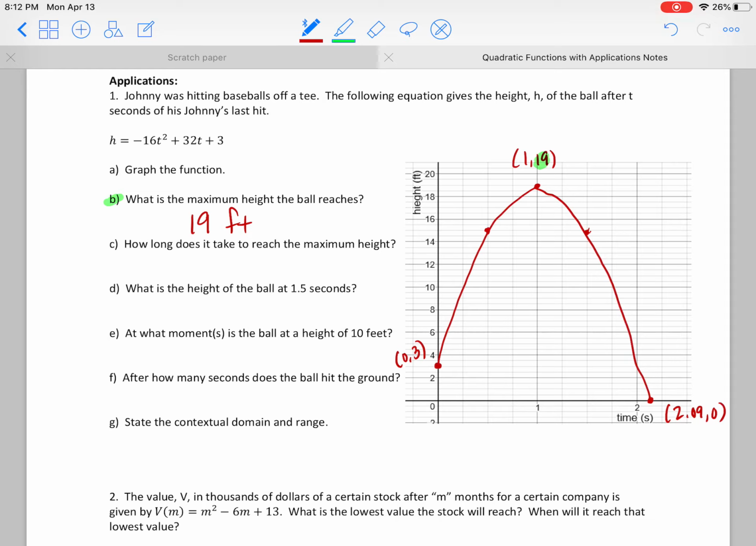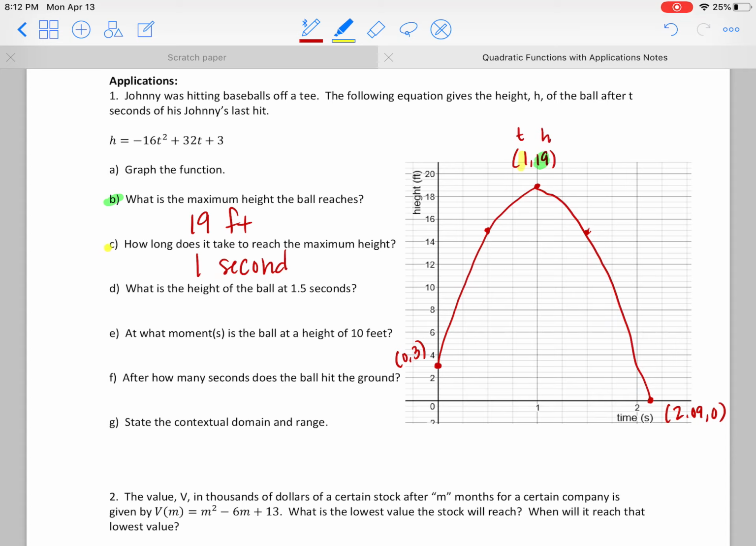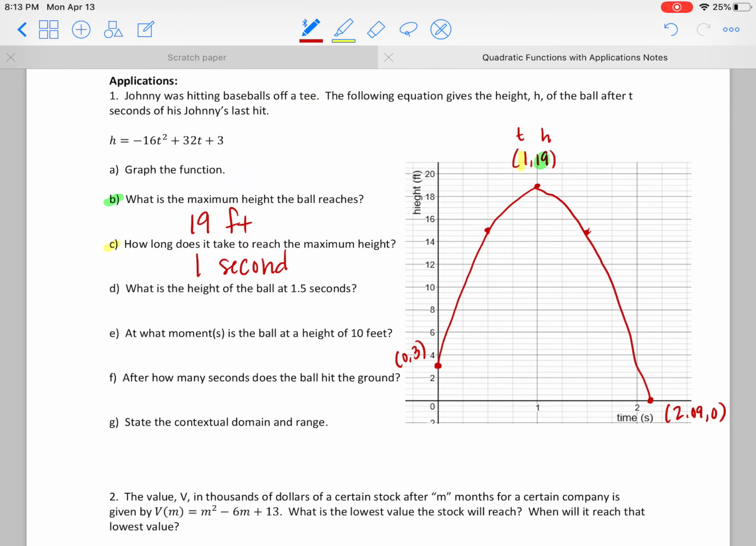How long does it take for the ball to reach the maximum height? That was the other part of the vertex. This was a time of 1 second. So this is t and this is h. It took 1 second to reach that maximum height. Let me use a different color here. 1 second. Okay.